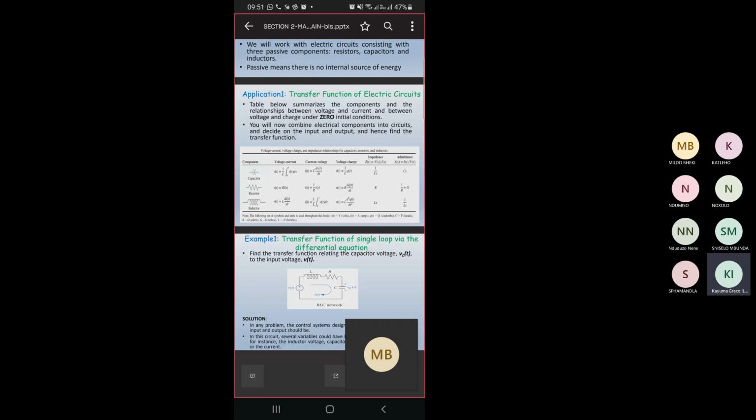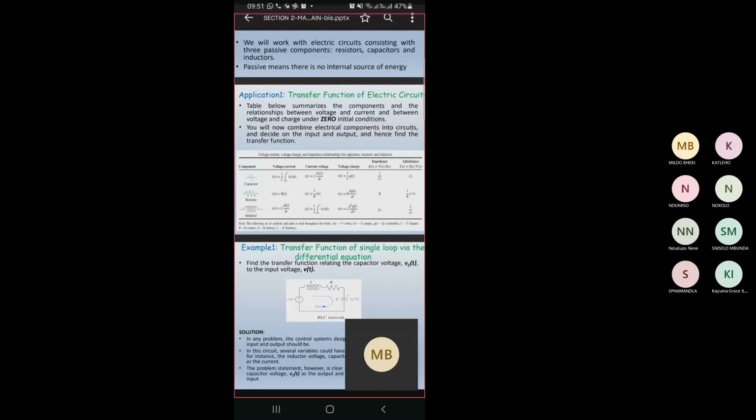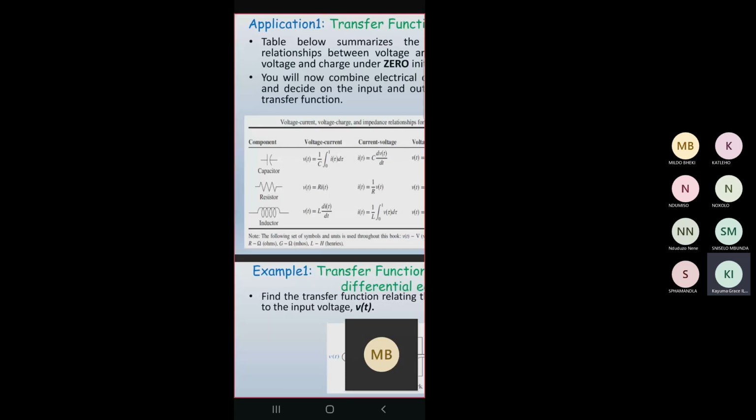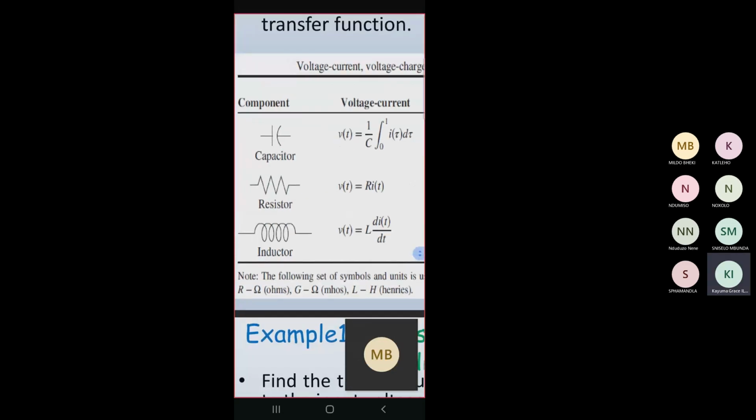As I show you here, we have the resistor, the capacitor, and the inductor. As I can show you, we have different relationships. This is first what we call the voltage-current relationship. So we are trying now to find the voltage that is applied to the capacitor.